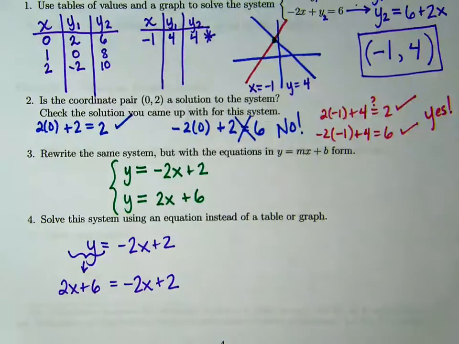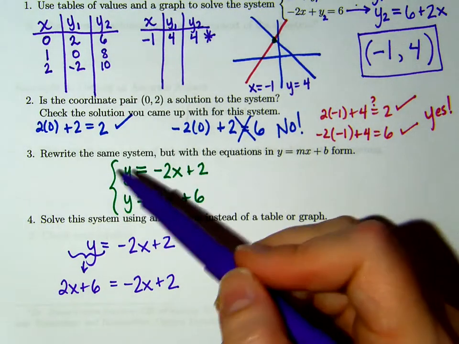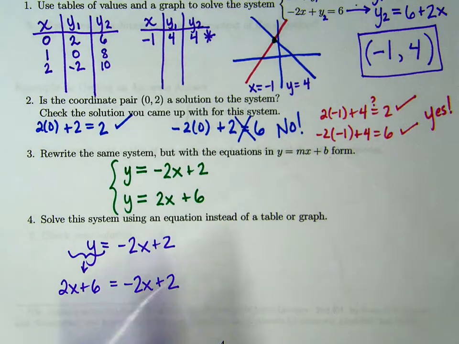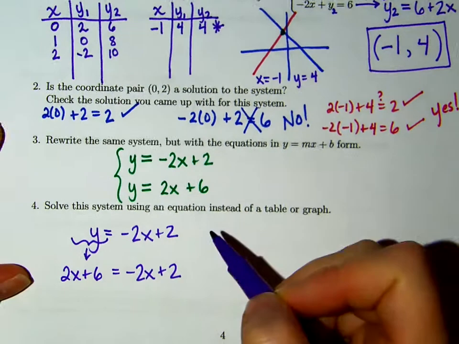Because they have to be equal. In order for it to work in both, they have to be the same amount. This y has to be the same amount as this y, otherwise it'll disagree. So here's our equation, and now let's solve it.